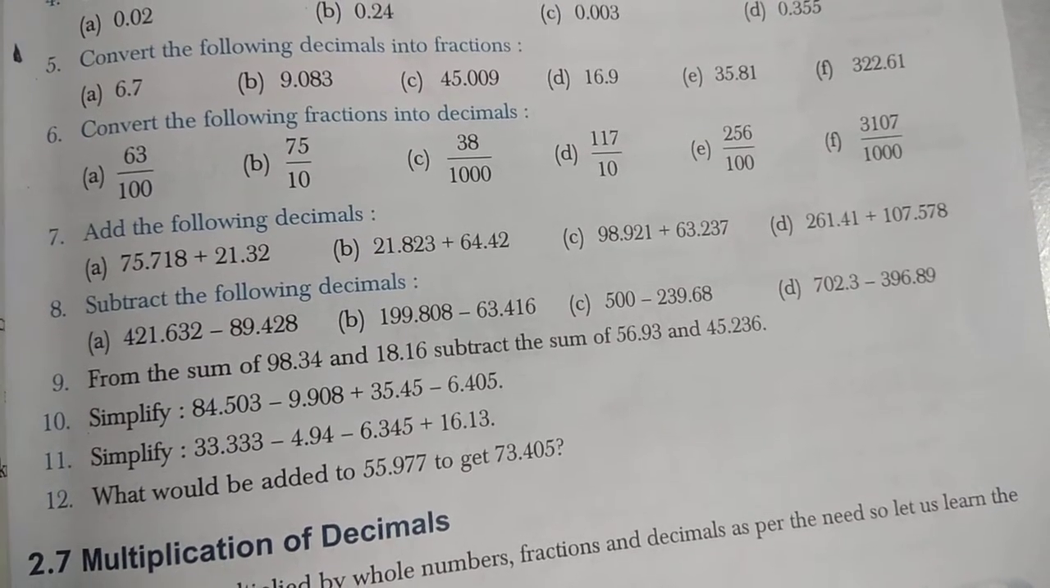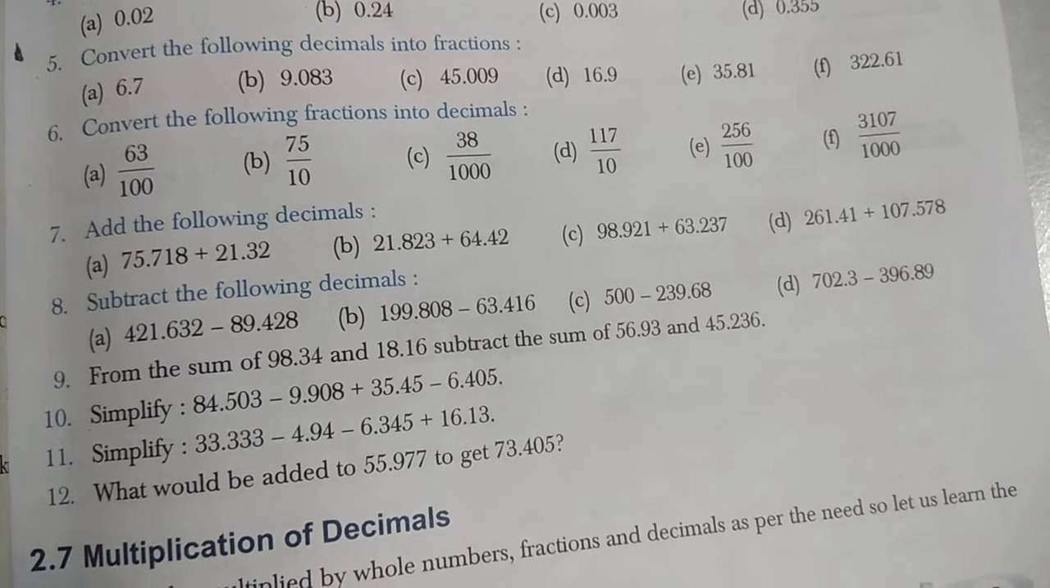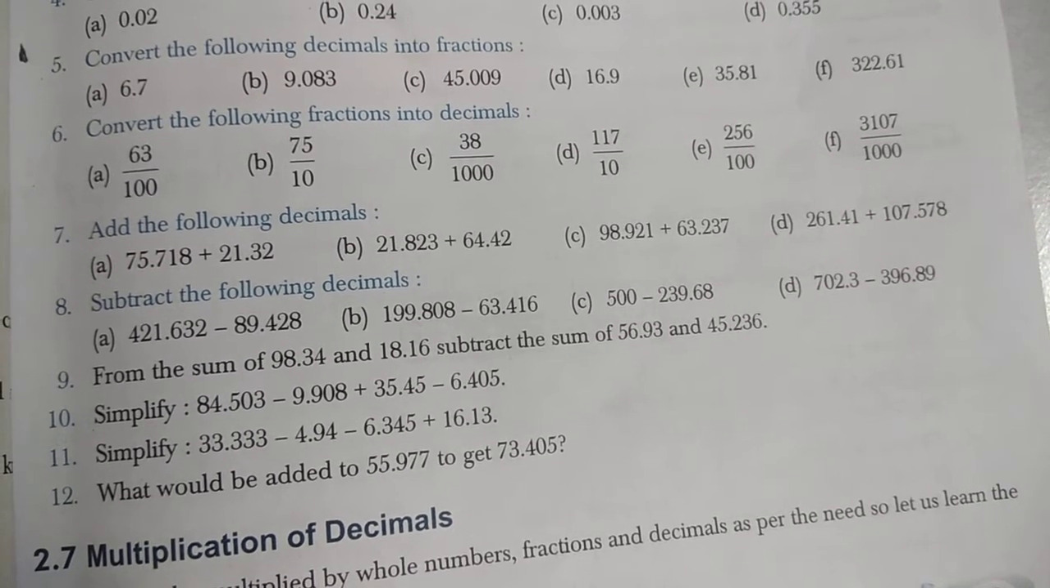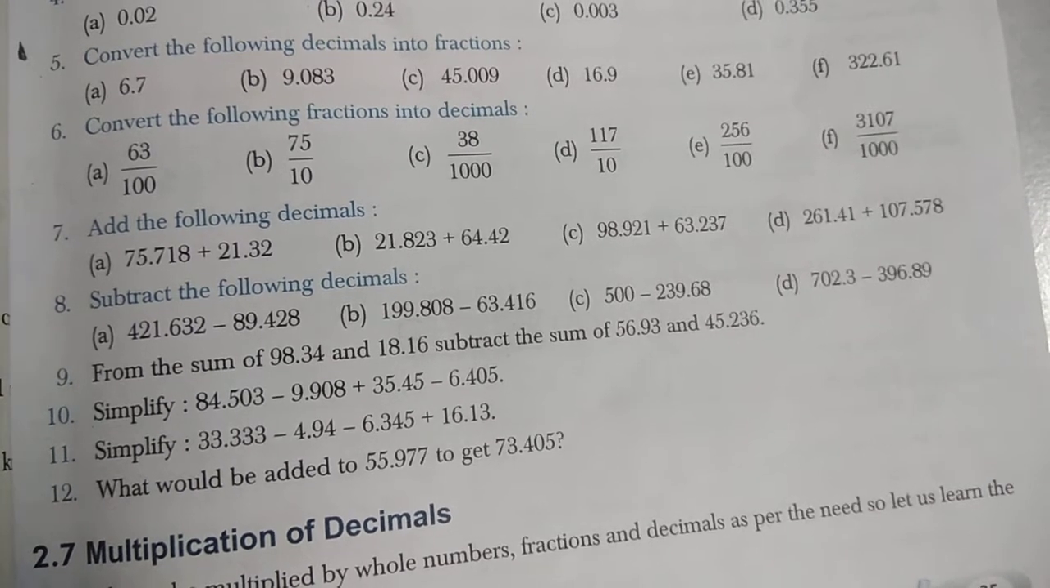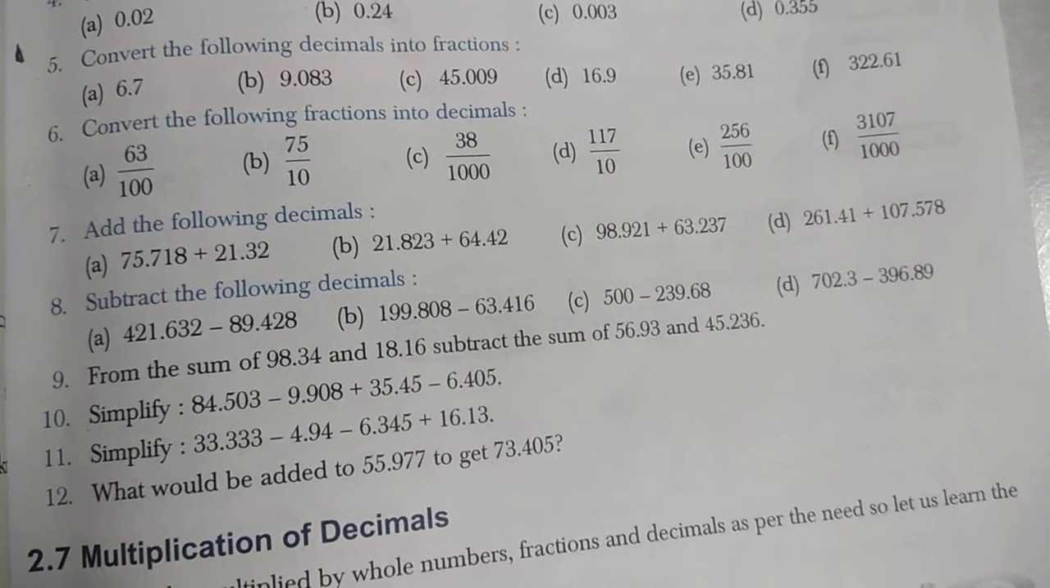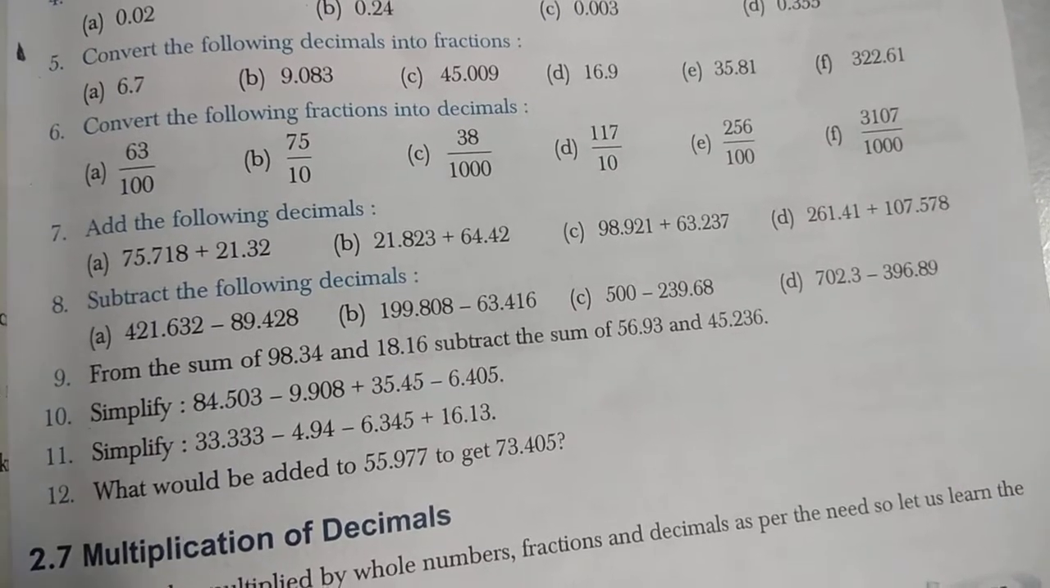And in the 12th, what should be added to 55.977 to get the result 73.405?